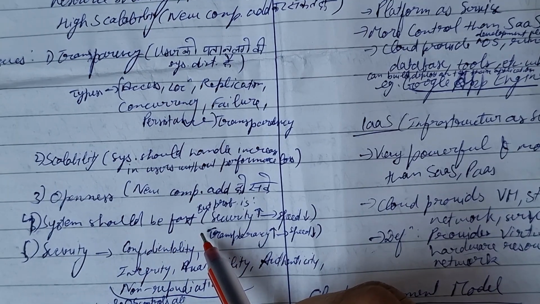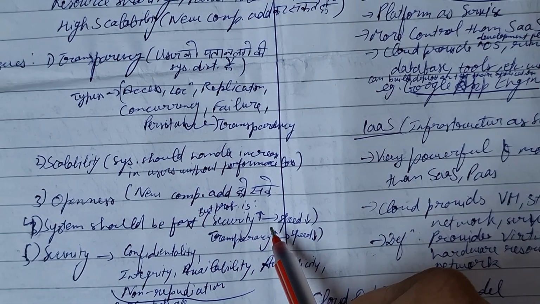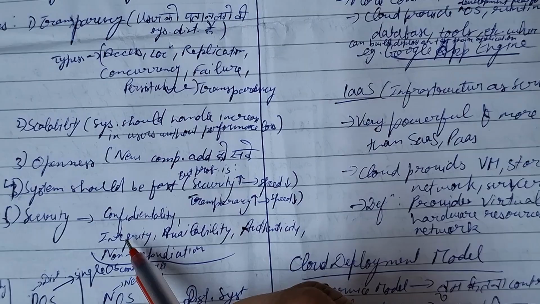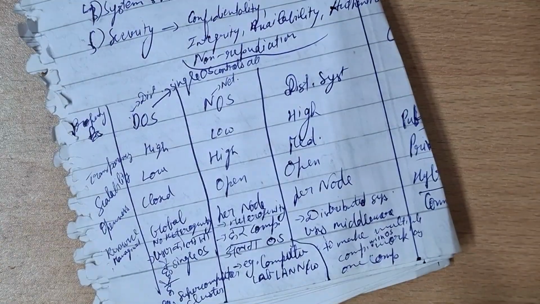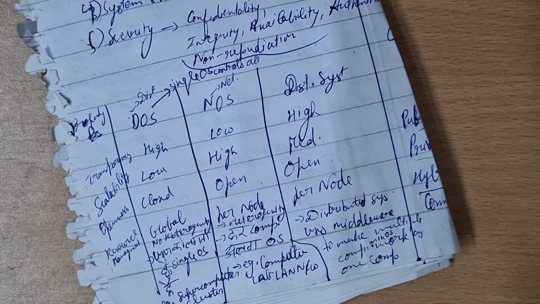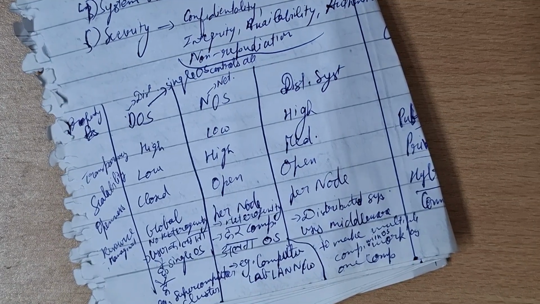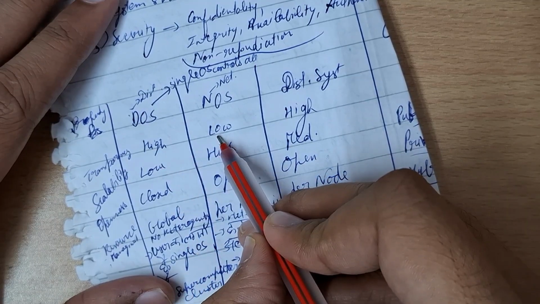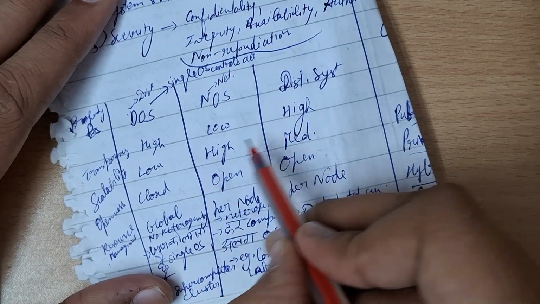The system should be fast. We try to achieve speed of the system. However, the problem is that as we increase the security, speed will go down. So we must try to achieve security as well as speed. Another issue we face in cloud computing is security. Now let's see a small difference between distributed operating system, network operating system and distributed system. In a distributed operating system, transparency is high. In a network operating system, transparency is low, and in a distributed system, again transparency is high.